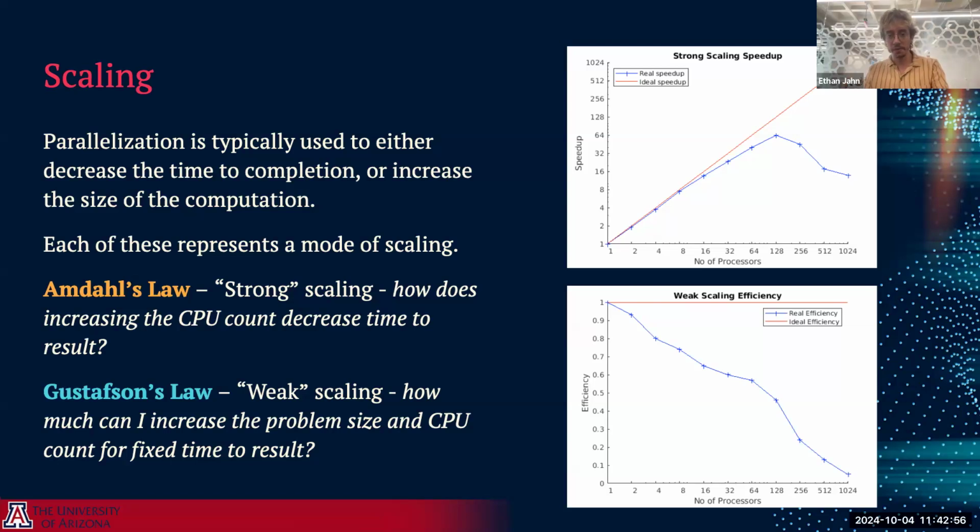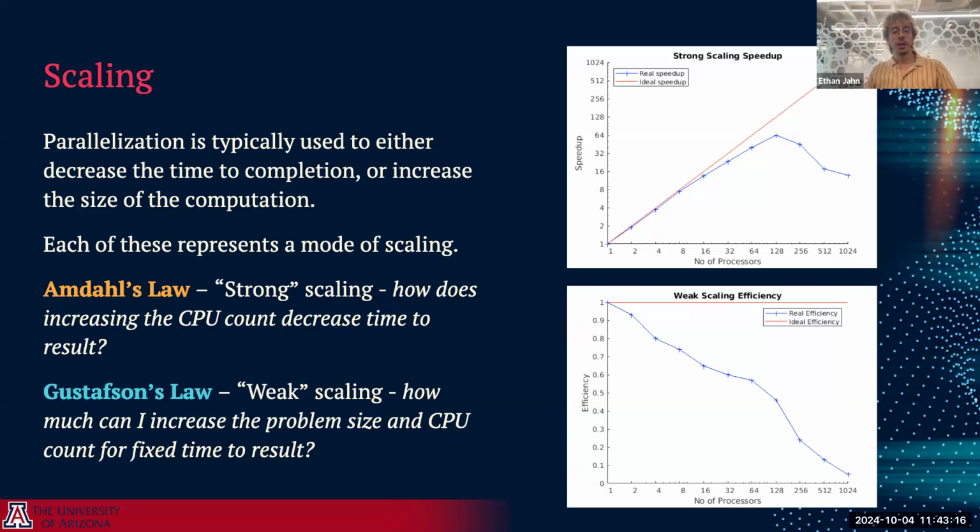That would be the top graph there. So the speedup is the ratio of times to execution for a single processor versus the number of processors that you see on the x-axis. Ideal scaling would go as 1 over the number of processors. In practice, it doesn't always work like that.